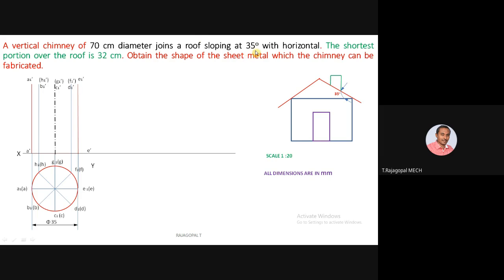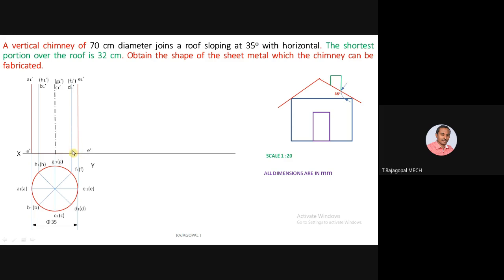Now you read the next step. Join a roof sloping at 35 degree with horizontal. Look at this chimney carefully. If you see the 35 degree inclination line on the longer side, the longer portion is the shortest portion over the roof. This is the longest portion over the roof. If you assume this roof slope is the section plane, it is starting from this corner. So I can start the section plane from this point E dash.